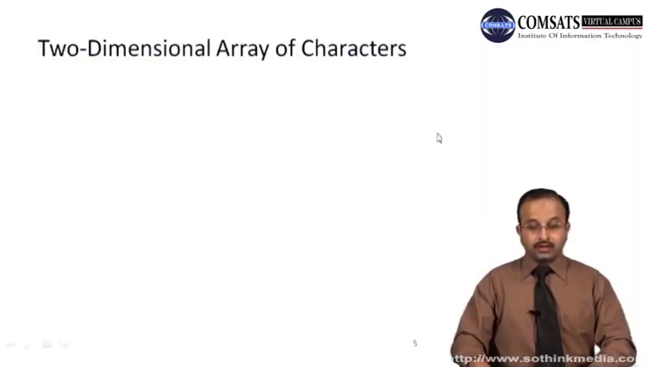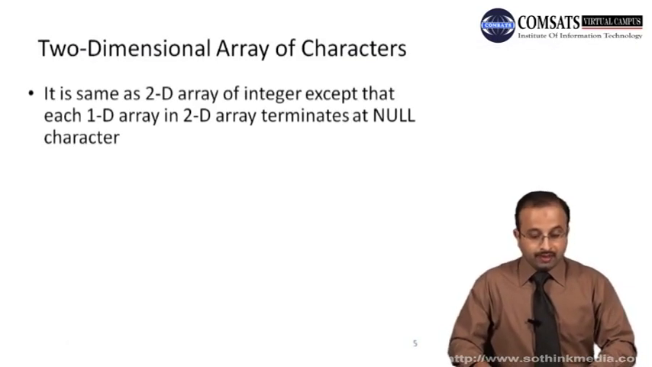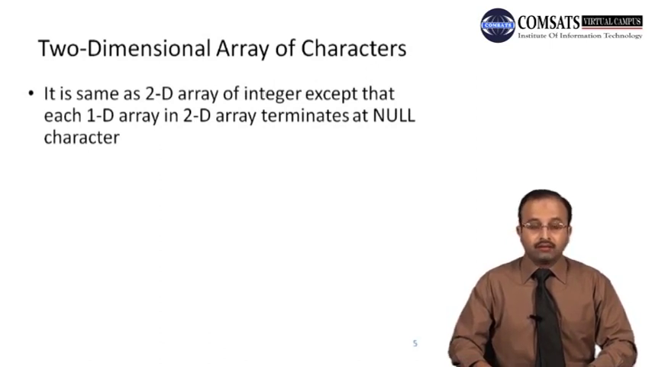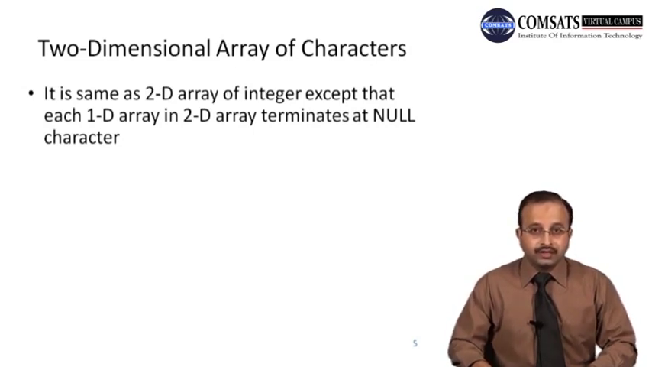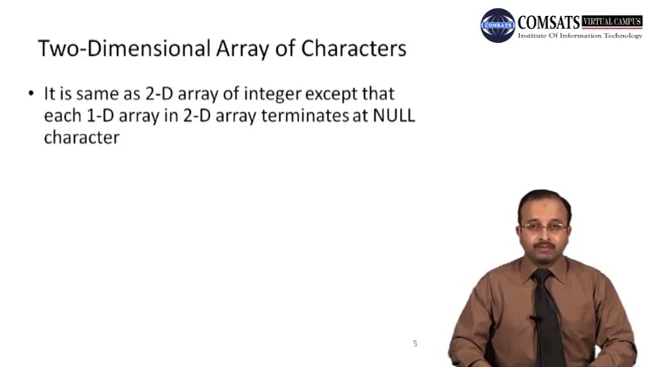Now let's see the two-dimensional array of characters. It is the same as a 2D array of integers, except that each 1D array in the two-dimensional array terminates at the null character. We have seen when we studied 2D arrays of integers that each 2D array is basically composed of a combination of 1D arrays, one or more 1D arrays. So the same is the case here: a 2D array of characters is basically composed of 1D arrays, and each 1D array terminates at the null character.